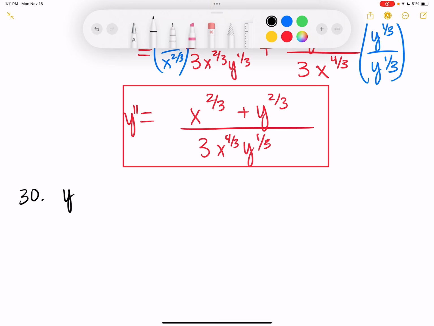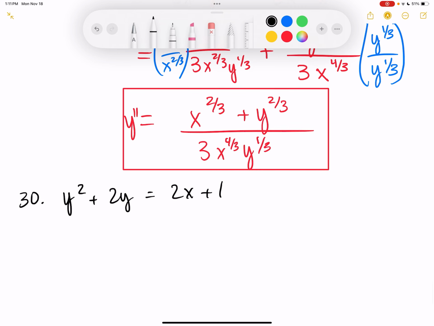y squared plus 2y equals 2x plus 1. What's the first derivative? I'm writing it down. Josh, you got this one. 2y y prime plus 2y prime equals 2. All right. Gotta get y prime by itself. Factor out a y prime. 2y plus 2 equals 2.